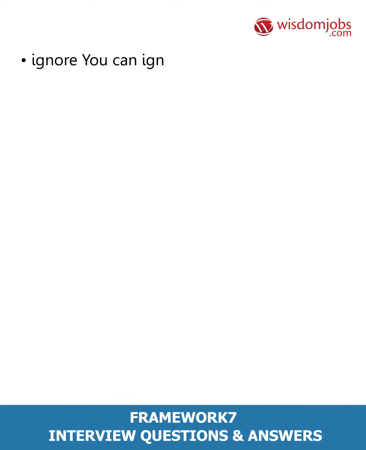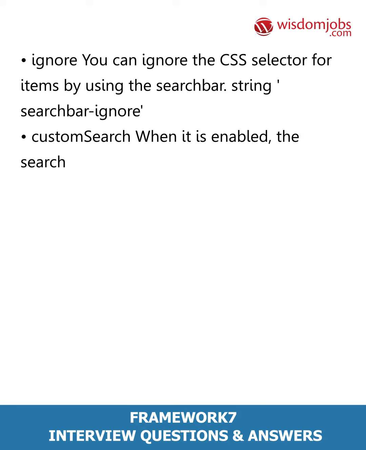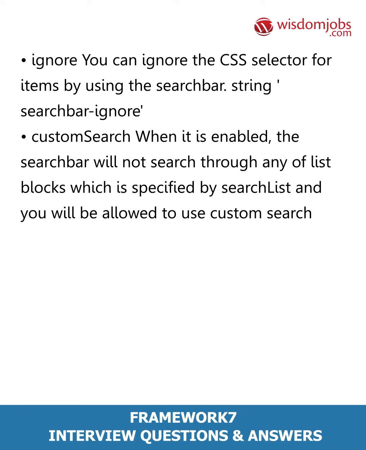Ignore. You can ignore the CSS selector for items by using the search bar string. Search bar ignore custom search. When it is enabled, the search bar will not search through any of list blocks which is specified by search list and you will be allowed to use custom search functionality.